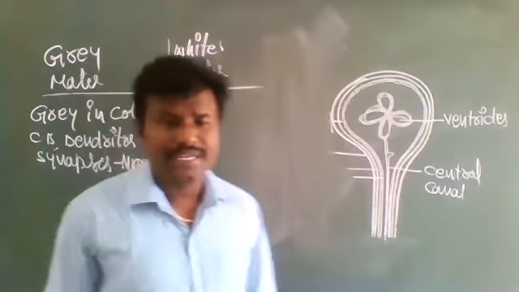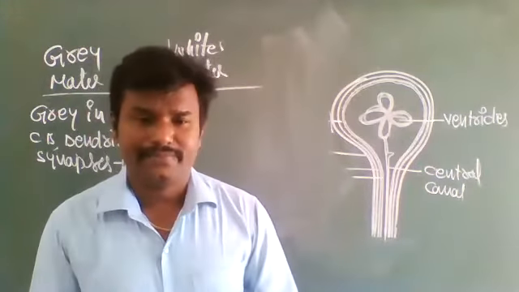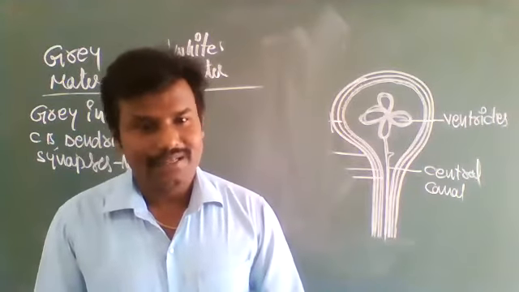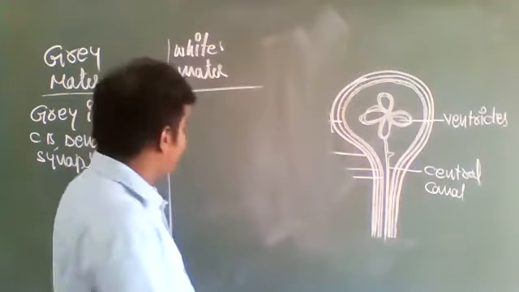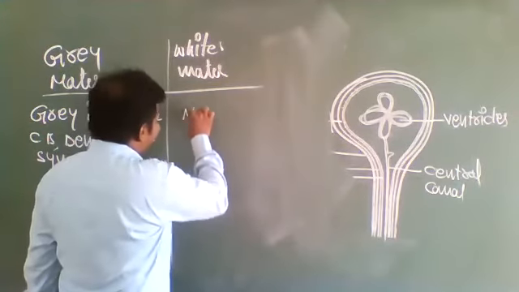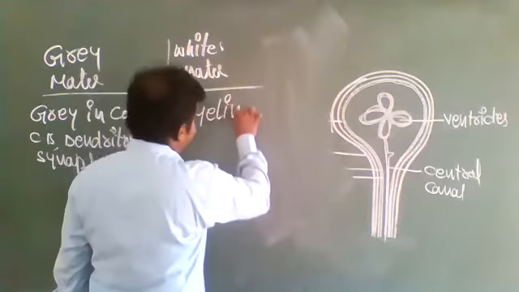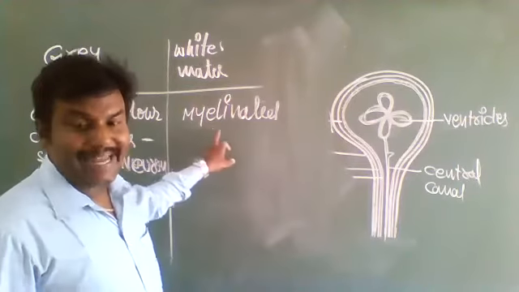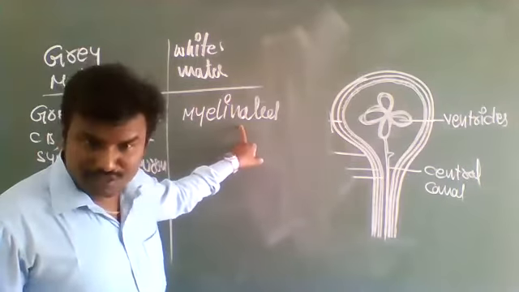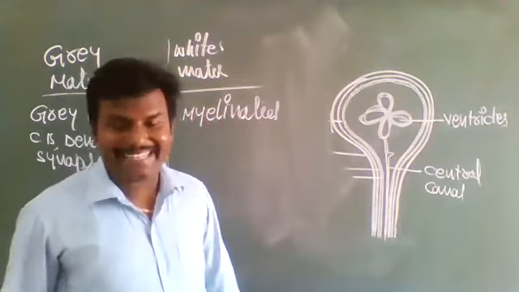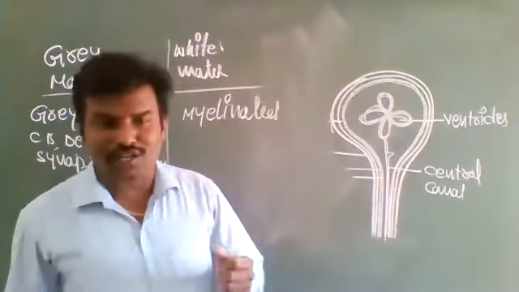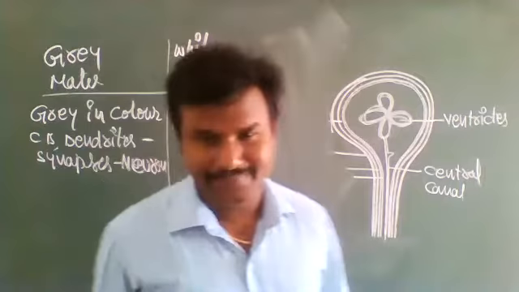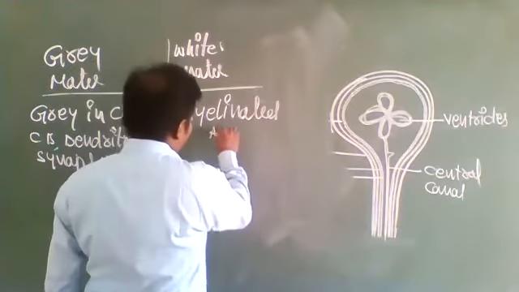So the inner surface of the brain looks white in color, due to the presence of myelinated axons. A fatty insulating myelin sheath is present around the axons. So due to this myelin sheath around the axon, the inner part of the brain looks white in color. Myelinated axon.